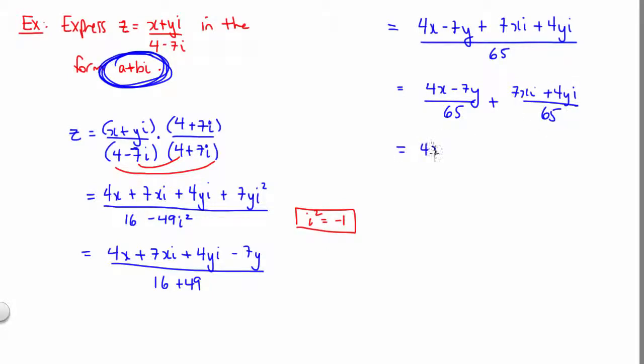And for our final answer, last thing we should do is just pull out that factor of i from the numerator, and the coefficient will be 7x plus 4y over 65. And we've now expressed our original complex number z in the form a plus bi, where a and b are both real numbers.